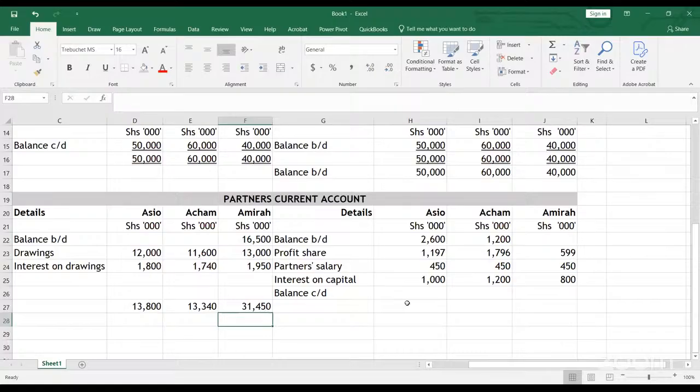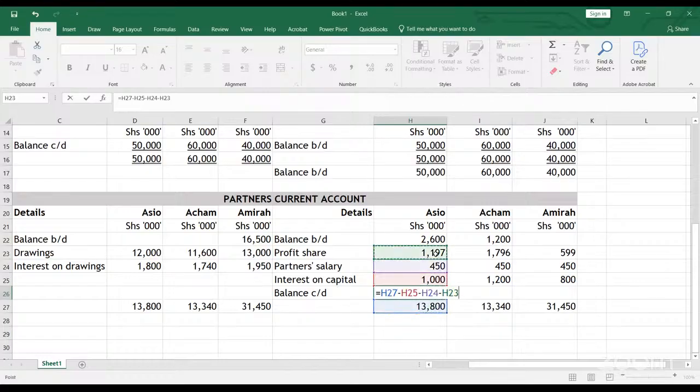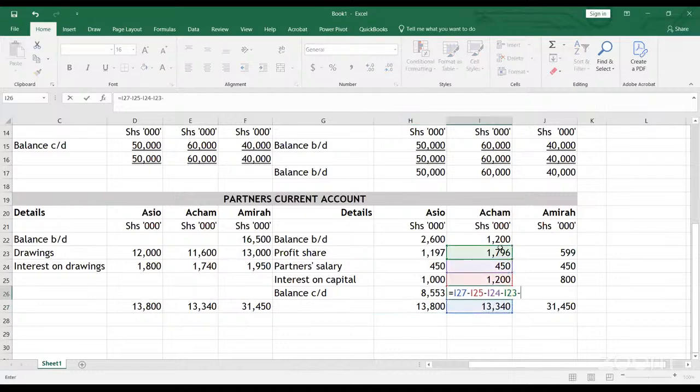That's what we have. So even this side, we should be having the same balances. Remember, when you balance an account, the totals should be on the same side. So we are going to insert the balancing figure. This will be this, minus this, minus this, minus this, and minus that, giving us 8,553. Then Acham, we get this total minus this, minus this, minus this, minus this, giving us that. Then Amira, this, minus this, minus, giving us.